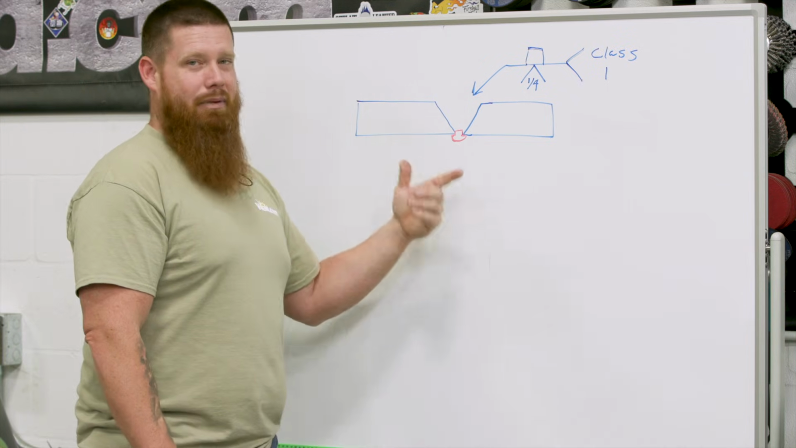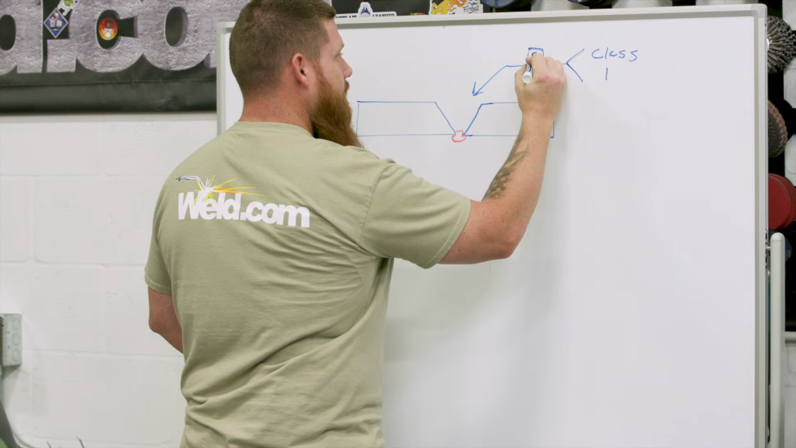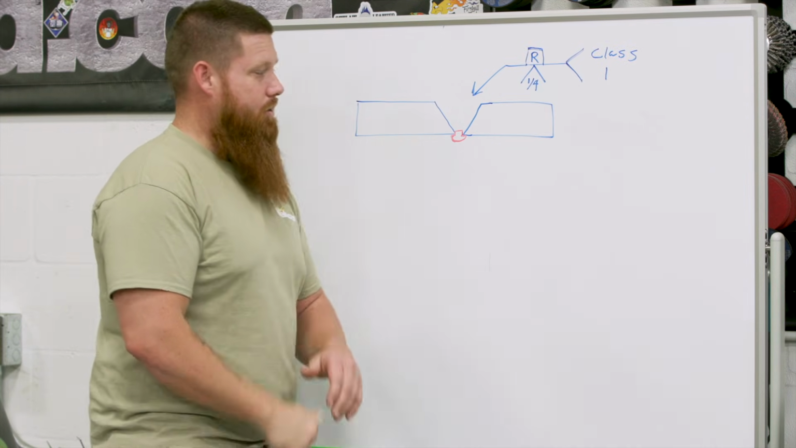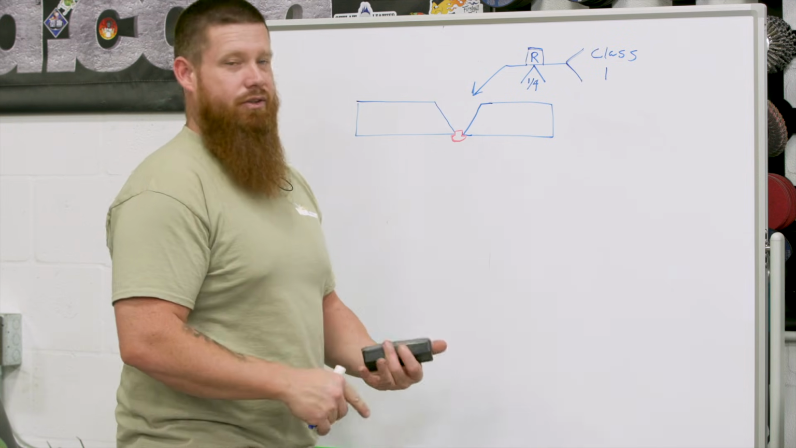You can think of that almost like a backing bar. And then if you had to remove this once you were done, you'd have an R in there. Very similar to a backing bar, okay? It's just a different type of insert. That pretty much covers spacers and inserts. They're very simple.